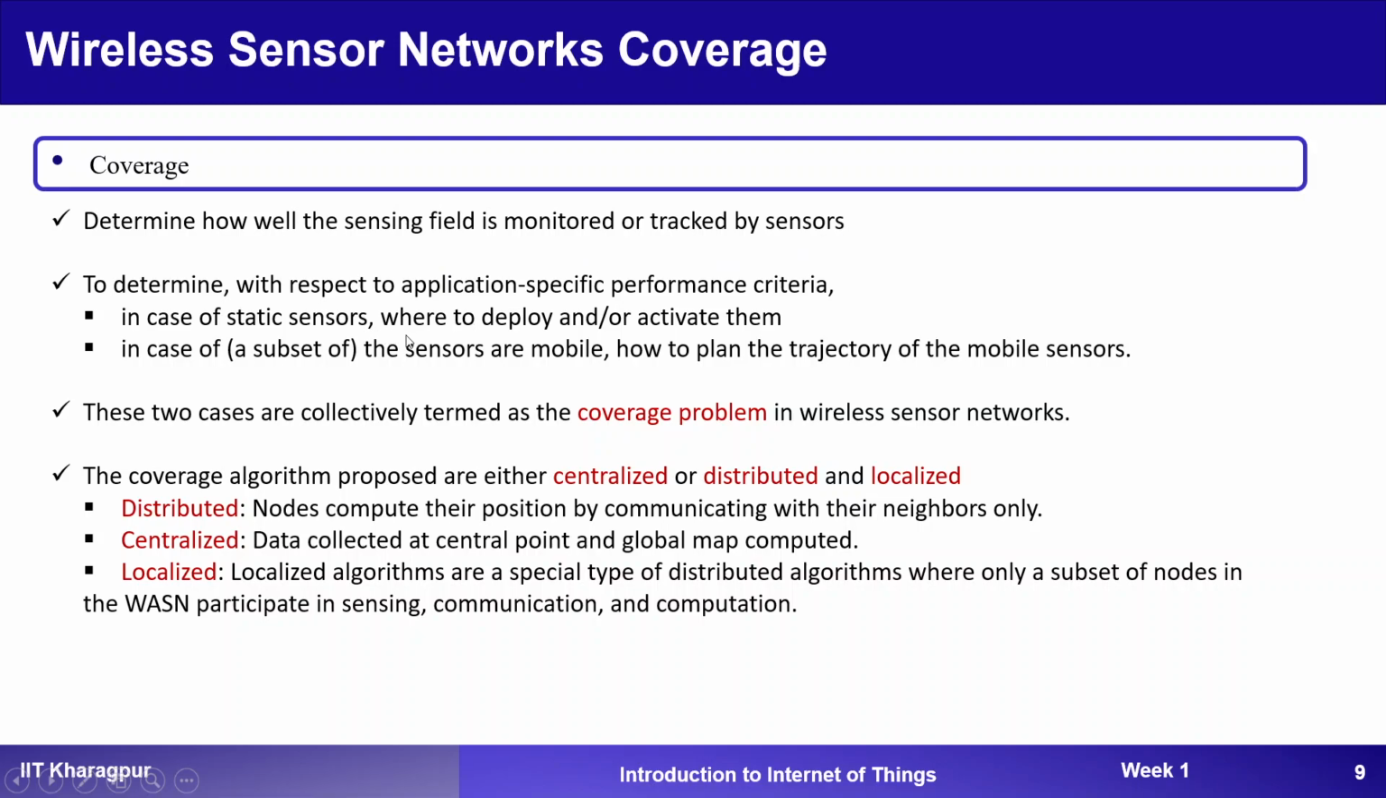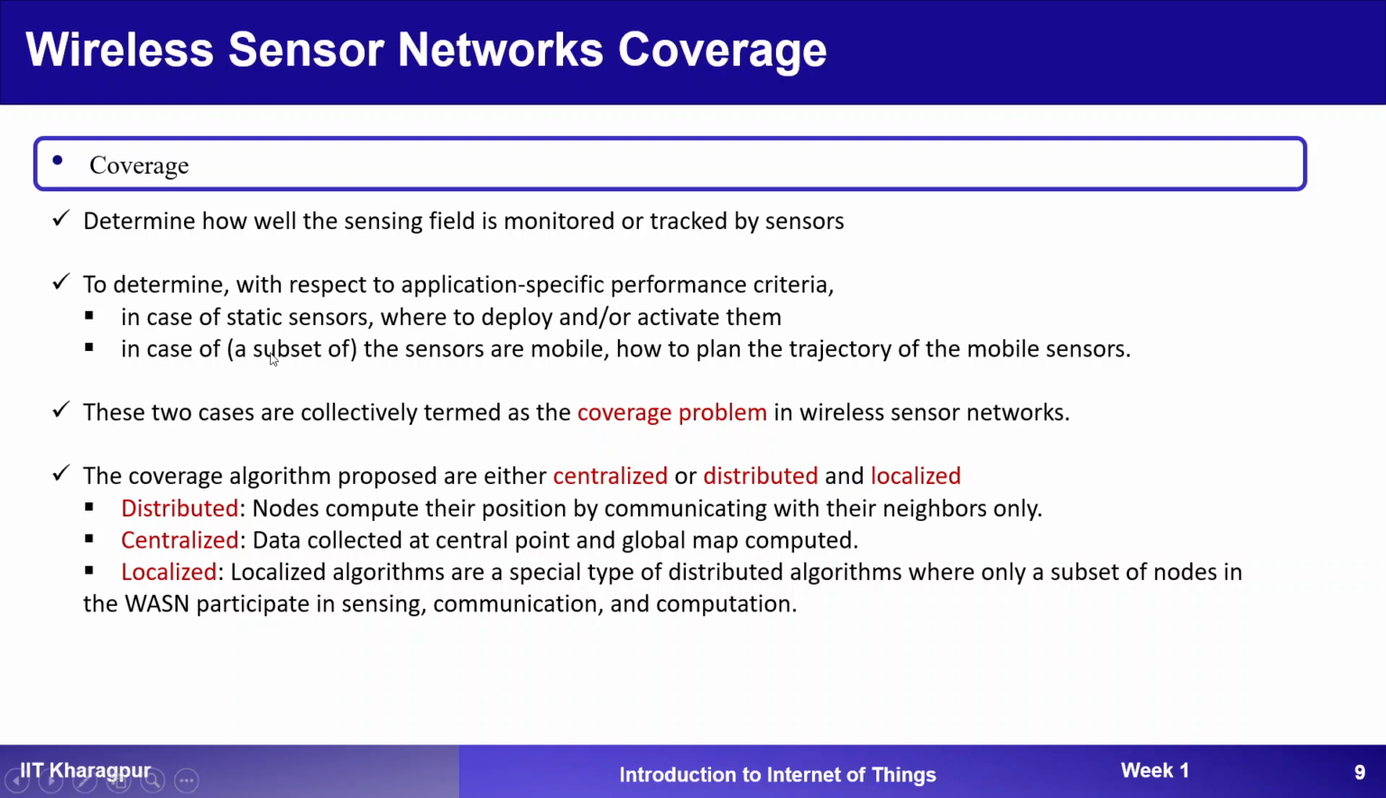So we can use either static sensors or mobile sensors. It will depend upon the application which you are going to use. In case of static sensors, we just have to take care of where to deploy the sensors and how many sensors we need to deploy. However, in case of mobile sensors, apart from the number of sensors and the place where we need to deploy, we also have to plan the trajectory, because these sensors are not static, they are moving. So on the basis of their movement, we have to consider whether their movements can result in a dead zone or not. So we also have to consider that thing.